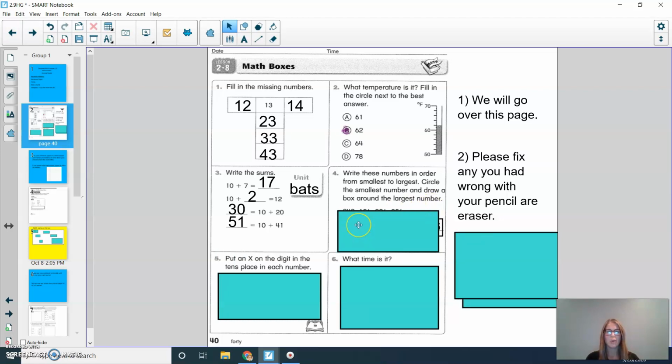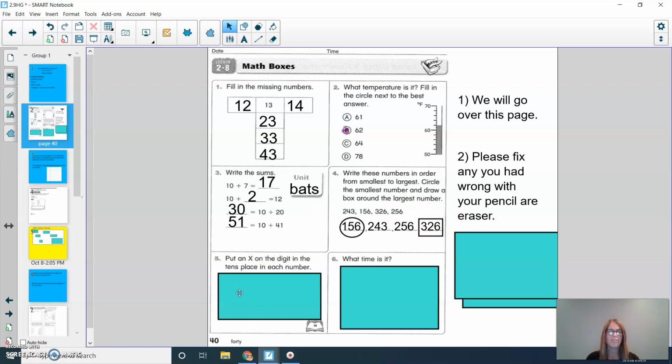For question 4, write these numbers in order from smallest to largest. Circle the smallest number and draw a box around the largest number. So I have 156, 243, 256, and 326. Notice how I circled 156 and I put a box around 326.